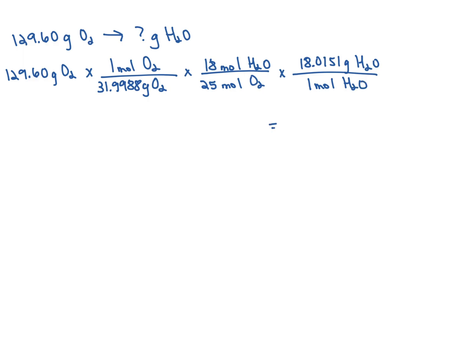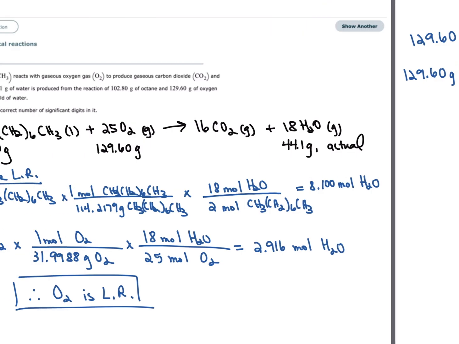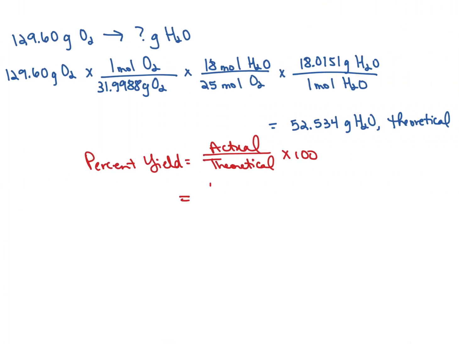Okay, converting grams of oxygen to grams of water. This gives me 52.534 grams of water. Remind yourself that this is called the theoretical yield. So when I convert starting material to grams of product, this is called theoretical yield. Now I can go ahead and plug this into my percent yield formula, which is actual yield over theoretical yield times 100. My actual was 44.1. My theoretical is 52.534 times 100.